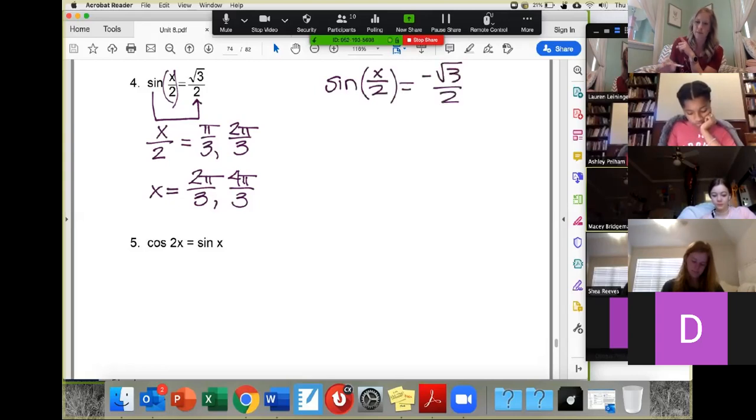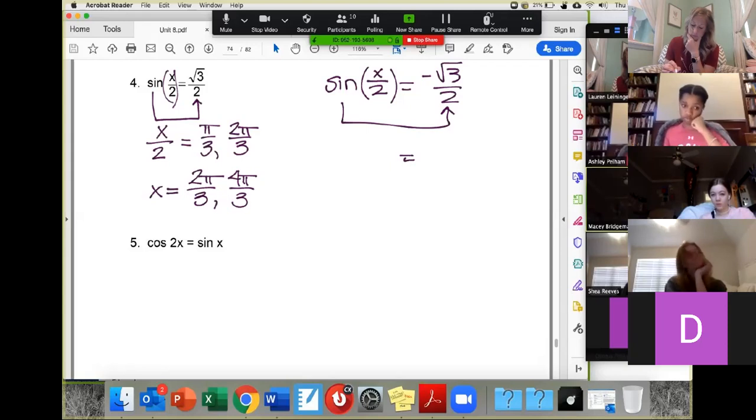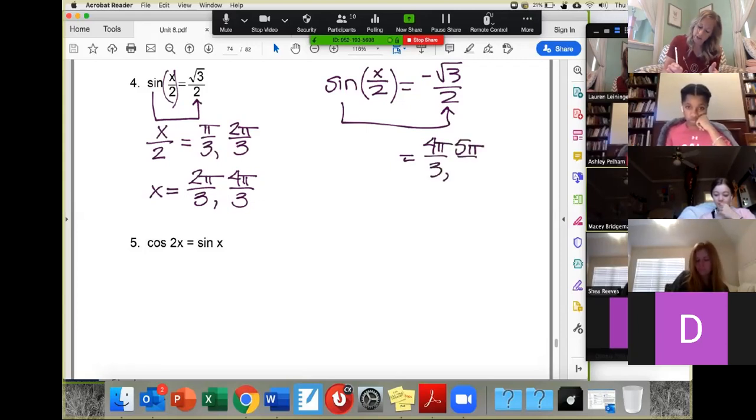What if that answer was negative instead of positive? Where is sine equal to -√3 over 2? 4 pi over 3 and 5 pi over 3. But just like before, these aren't our answers for x. These are our answers for x over 2. So what are we going to do to our answers? Multiply by 2.